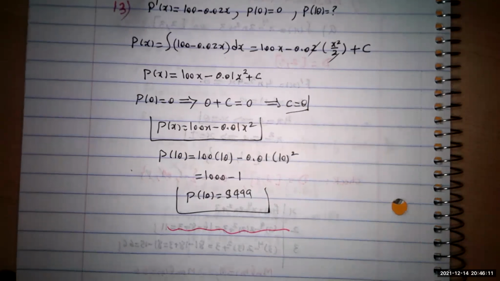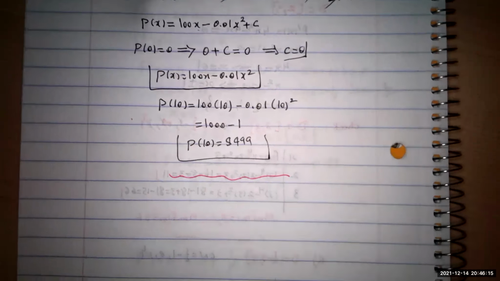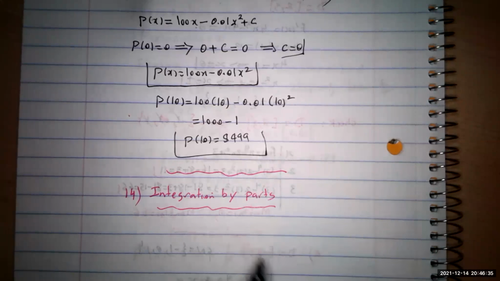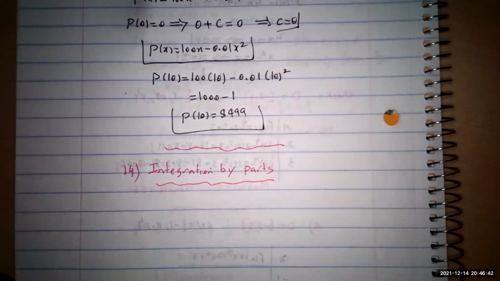Number 14 is new, integration by parts. We are going to focus on only two functions that you have in your own application problems. So for 14, we want integration by parts. The functions are going to be either the ln function or the exponential function. For the exponential function, we give it a shortcut. For the ln function, you just use the actual method.